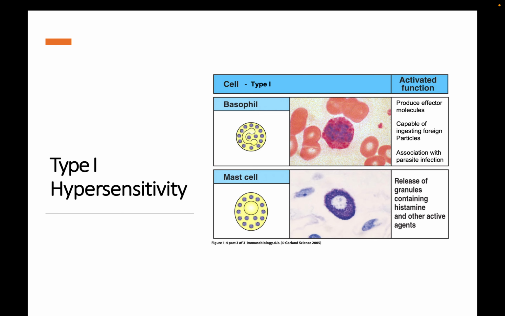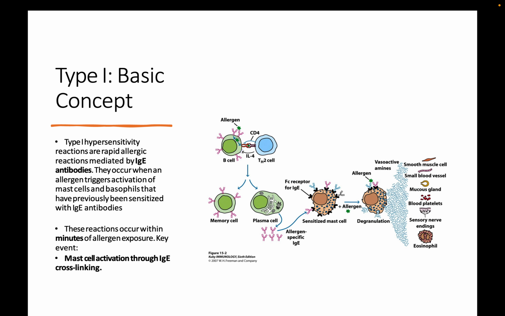So type 1 hypersensitivity, as I said, is mostly mediated through basophils and mast cells. These guys love to bind to IgE antibodies, and they do love to cause us a lot of allergies. So the basic concept: type 1 hypersensitivity is purely mediated by IgE antibodies. So this is in bold. Please, please, please do not forget this.